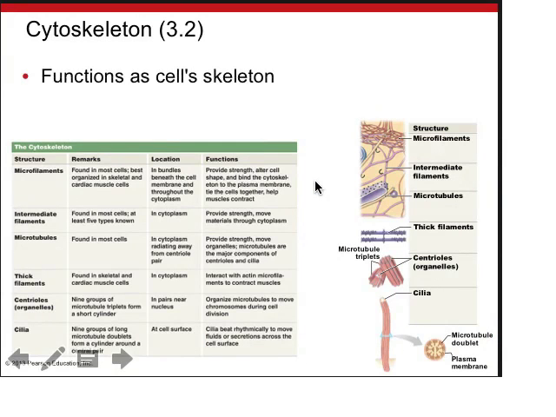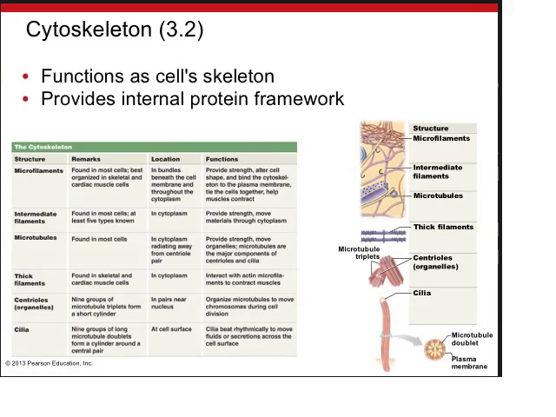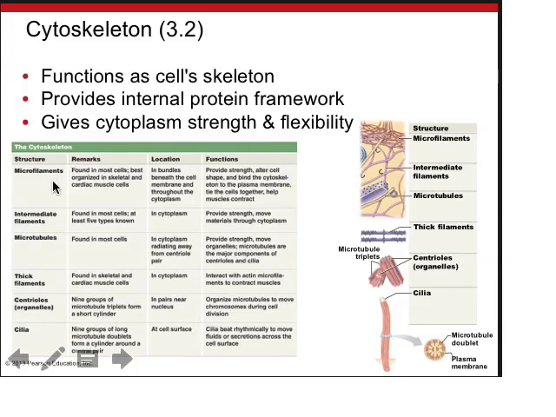Okay, the cytoskeleton functions as a way of providing the cell shape and support. It provides an internal protein framework that gives the cytoplasm strength and flexibility. And what you have in this particular slide is a list of different cytoskeletal components, some remarks about them, where they're found, and what they do.